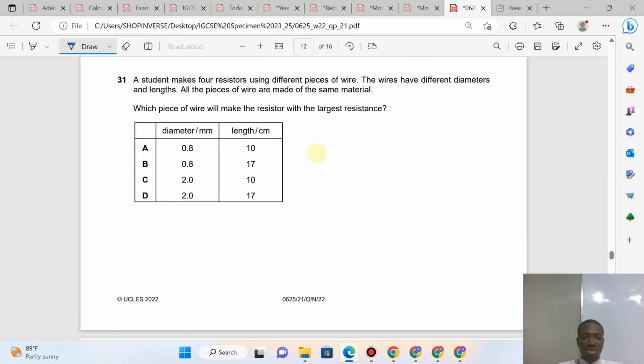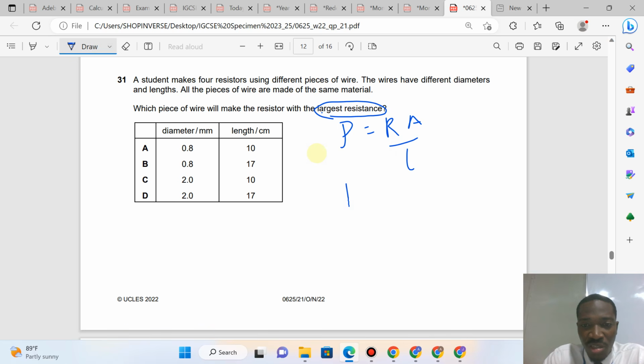Question 31. A student makes 4 resistors using different pieces of wire. The wires have different diameters and lengths. All the pieces of wire are made of the same material. Which piece of wire would make the resistor with the greatest resistance? According to the expression for resistivity, rho equals RA divided by length. We are looking for resistance, so let's make resistance the subject. Resistance is equal to rho L over A, resistivity times length over area.